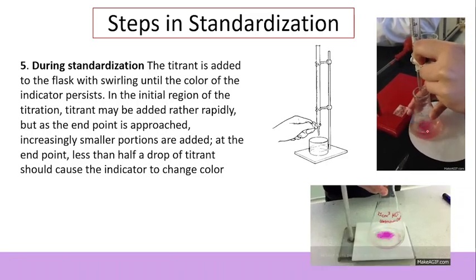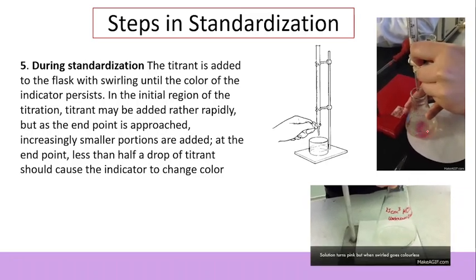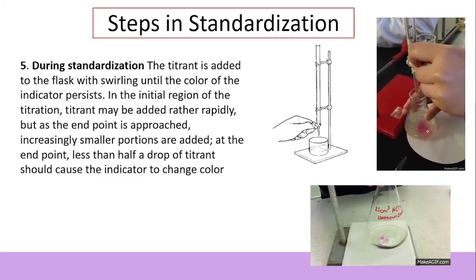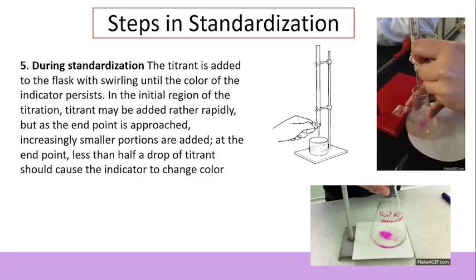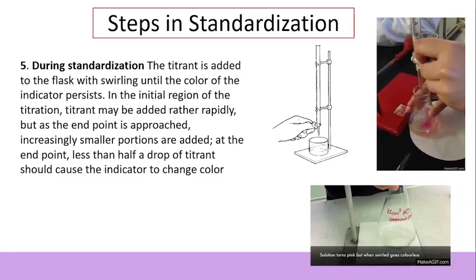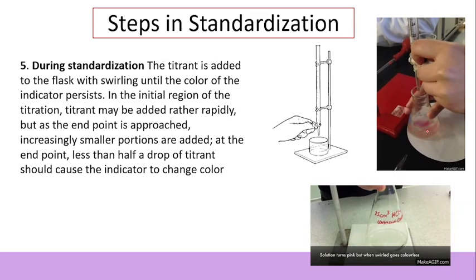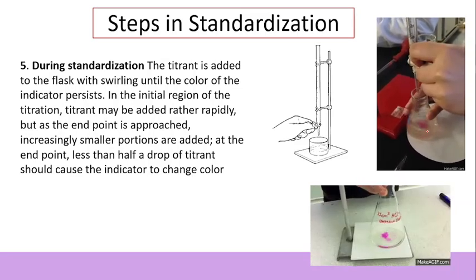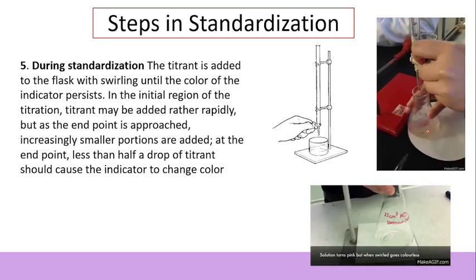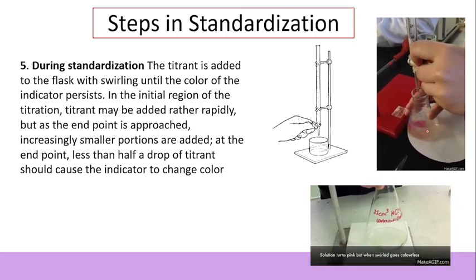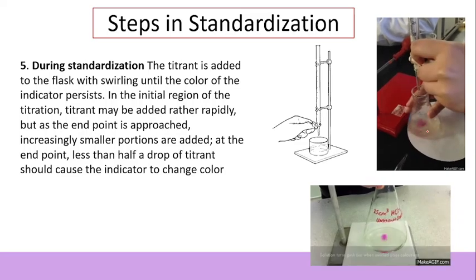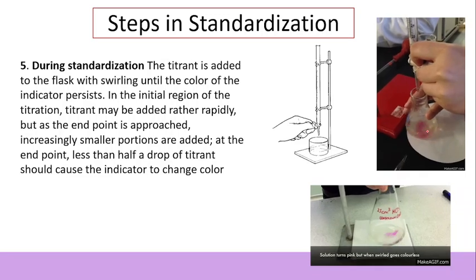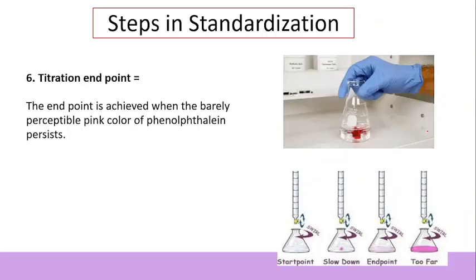Titrant may be added rather rapidly, but as the endpoint is approached, increasingly small portions are added. So at first, pwede namang rapid yung pag-add ng titrant to your analyte. However, kapag feeling mo, ma-reach mo na talaga yung endpoint or magpapakita na yung indicator, mag-turn na siya into light pink, dapat i-decrease na natin yung volume ng titrant. Sa pag-titrate, hinay-hinay na po tayo. And then, less than half a drop of titrant should cause the indicator to change color. So, habang tinatitrate, swirl lang ng swirl.